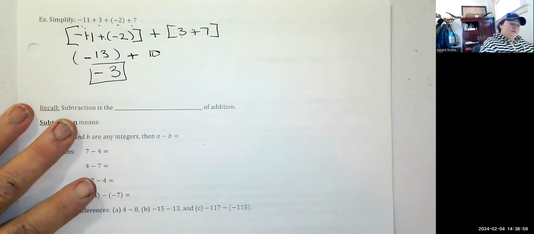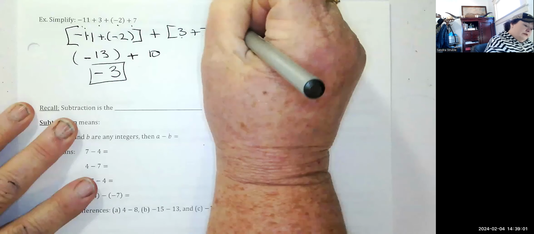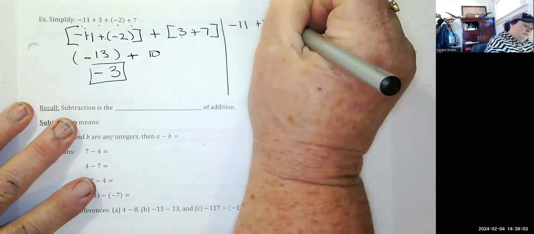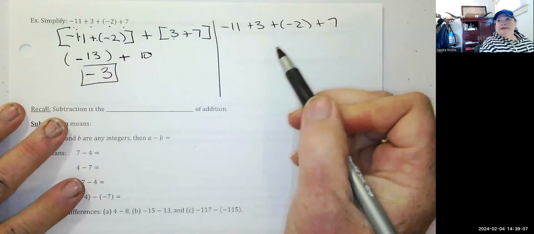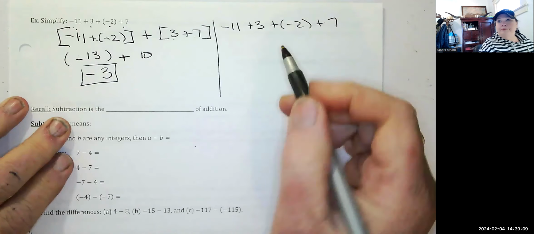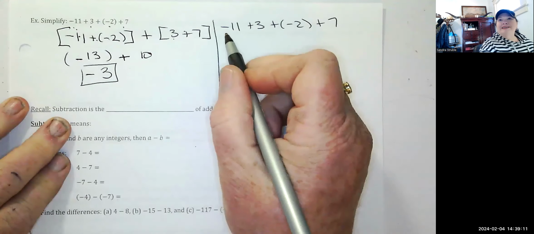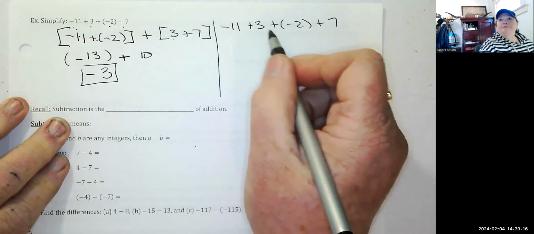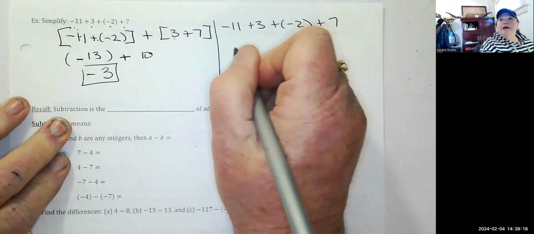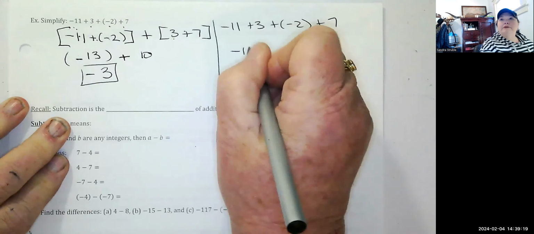I'm going to go a different route. -11 plus 3 plus -2 plus 7. If you're going to plug this in your calculator, which you're all going to do, start with the -11 plus 3. Do not put the +2. In your calculator itself, you're going to go -11 plus 3 minus 2 plus 7. Okay? Straight like that into your calculator, and you're going to get -3.